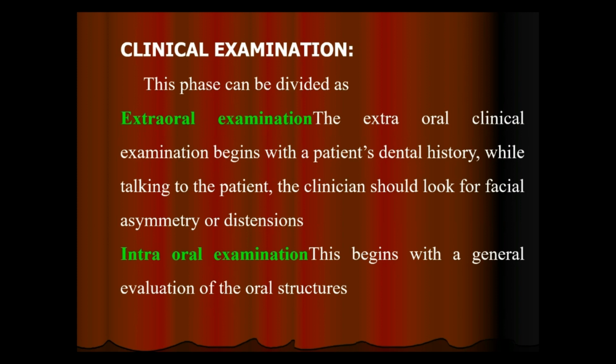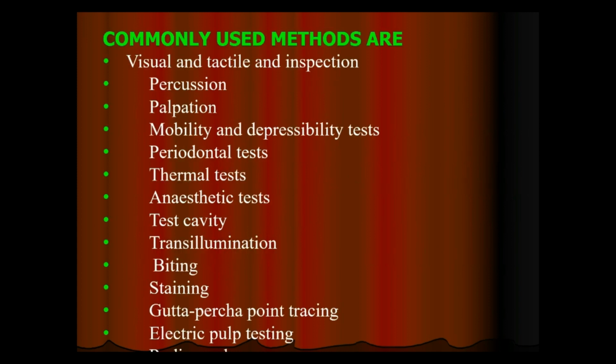Intraoral examination begins with the general evaluation of the oral structures. Commonly used methods are visual and tactile inspection, percussion, palpation, mobility and depressibility test, periodontal test, thermal test, anesthetic test, test cavity, transillumination, biting, staining, gutta-percha point tracing, electric pulp testing, and radiograph.